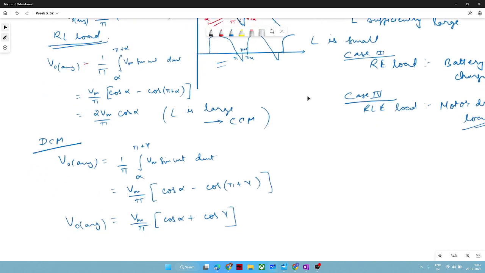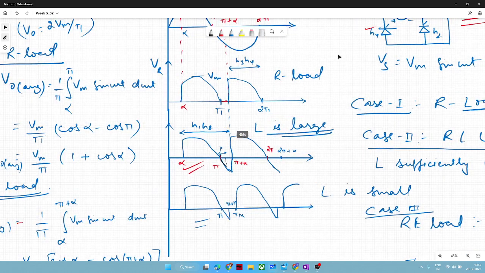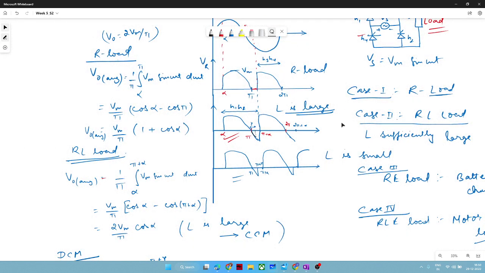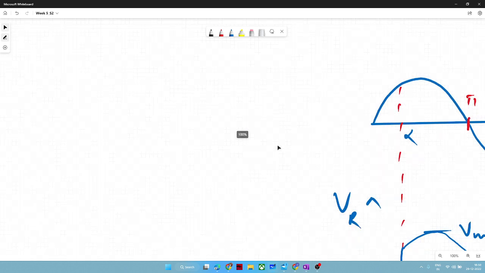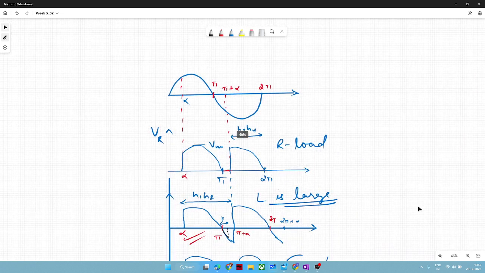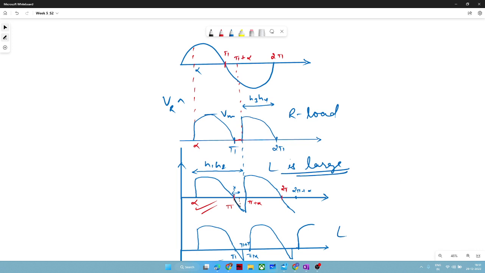So now we can move ahead with RE load and RLE load. It will be just a bit different from the others. Let me first flip it. A small overview of the R load graph. Didn't I explain about R load? Yes, sir, a small bit. Okay.